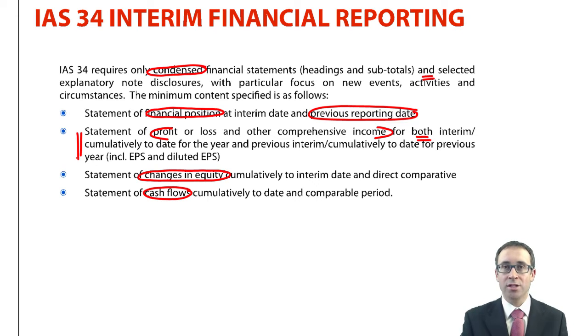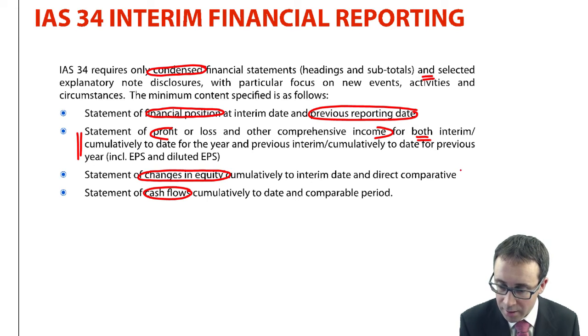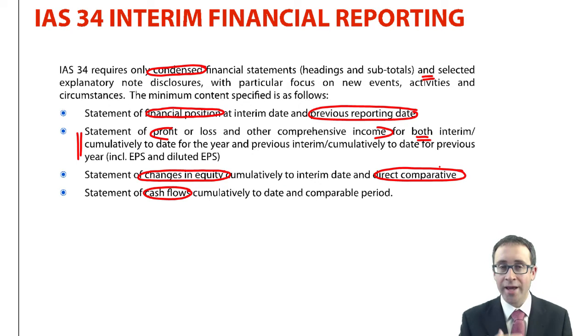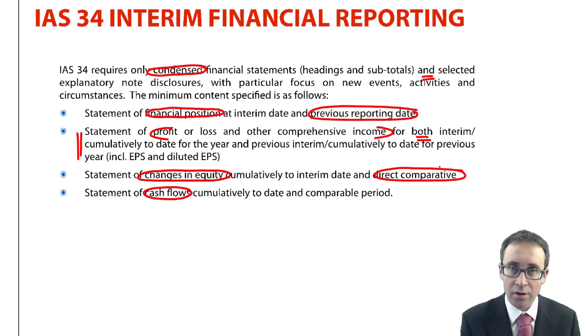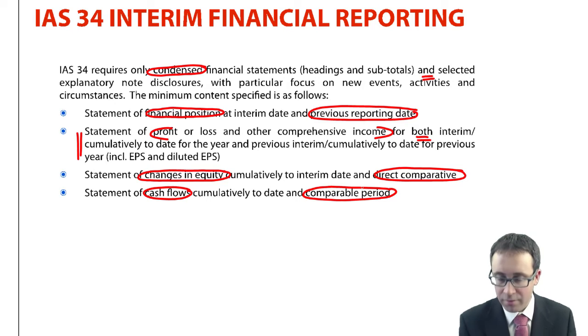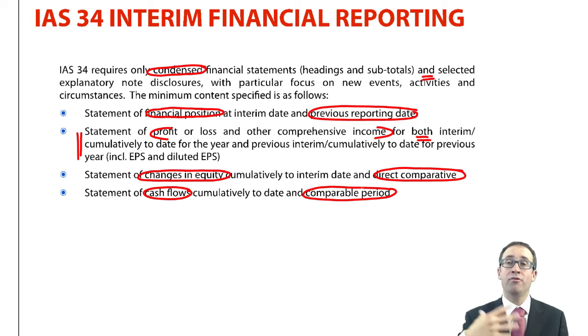So that's to your interim date. Just be careful here. That takes on board a direct comparative. Okay, so you have your statement of change in equity for the 6 month period. You then look at a direct comparative for the previous year's 6 month period for your statement of change in equity. Similarly, for your statement of cash flows, cumulatively for the period to date and for the comparable period, so the previous year's 6 months.